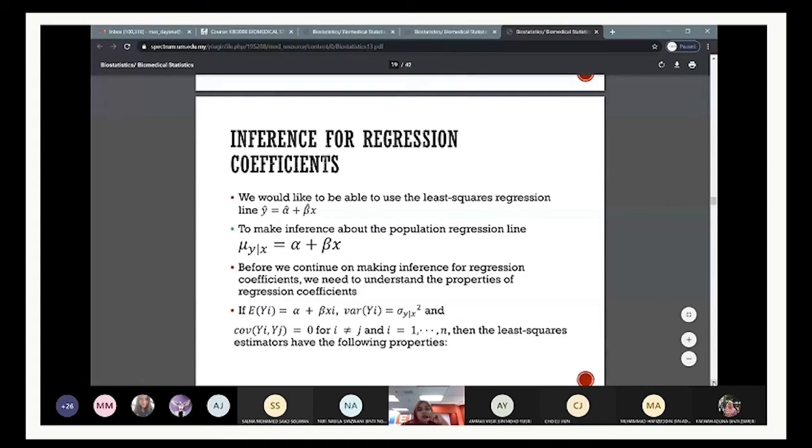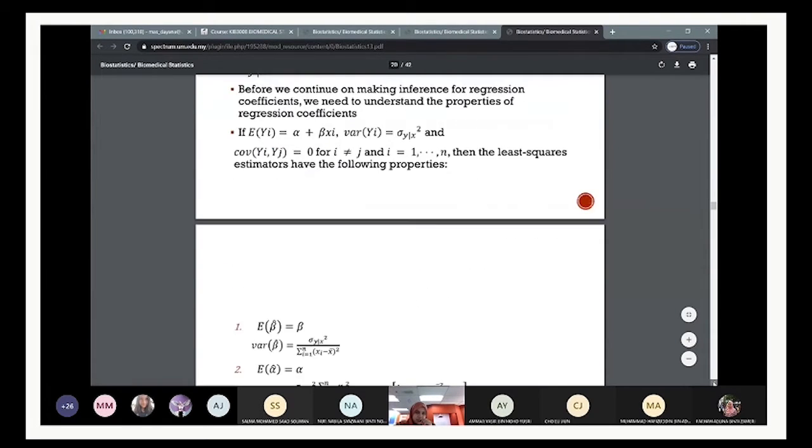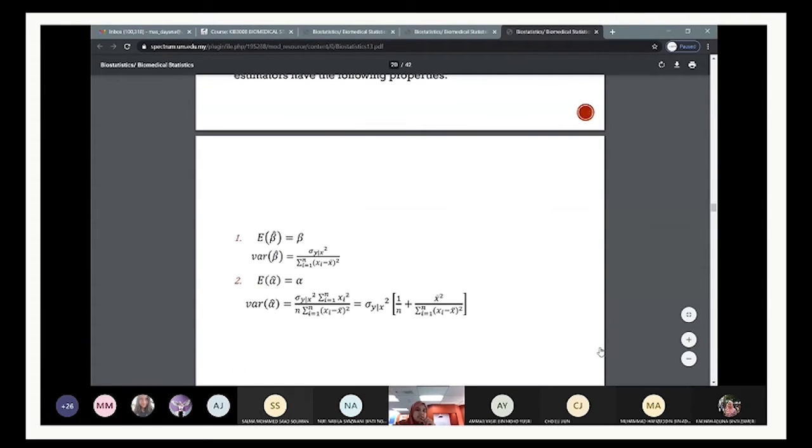Before we continue on making the inference for the regression coefficient, we need to understand the properties of the regression coefficient. If the error of y means alpha plus beta xi, the variance is equal to the standard deviation of y over x, and the covariance is equal to 0, then the least squares estimator has the following properties. This is for us later on to test the hypothesis.